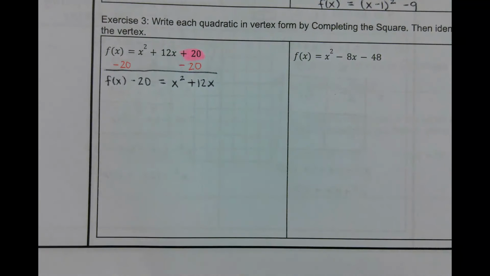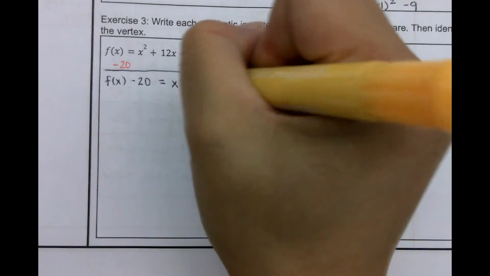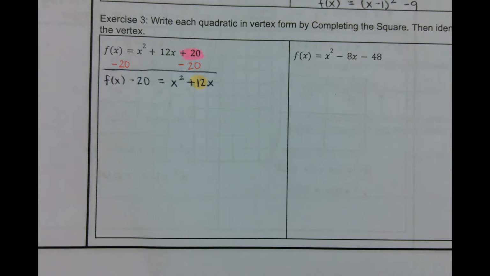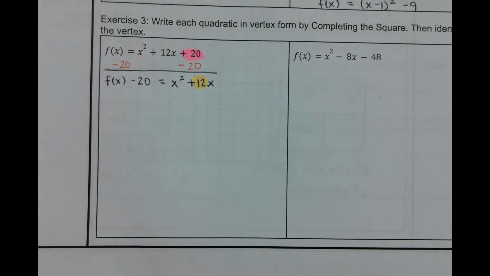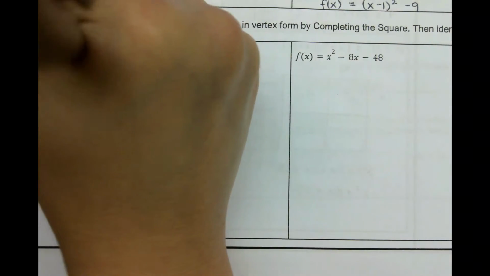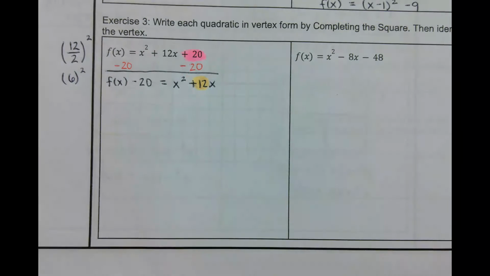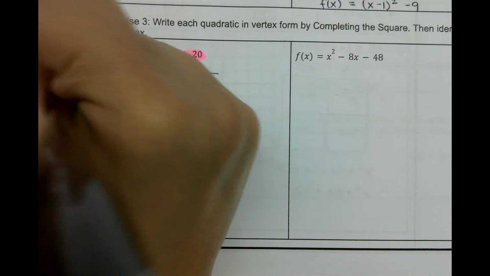Okay. The second step tells me to identify what b is. So b goes with x to the power of 1. Okay, so this is b. Okay, so on the side here, I'm going to put b, which is 12. Okay, we're going to divide it by 2 and square it. Okay, so 12 divided by 2 is 6. Okay. 6 squared is 36.